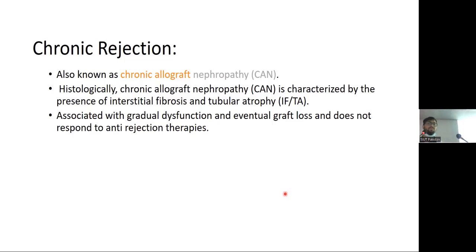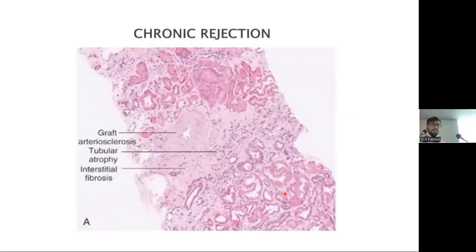Chronic rejection, also known as chronic allograft nephropathy, is histologically characterized by the presence of interstitial fibrosis and tubular atrophy. It is associated with gradual graft dysfunction and eventual graft loss, and it does not respond to the anti-rejection therapy generally followed.